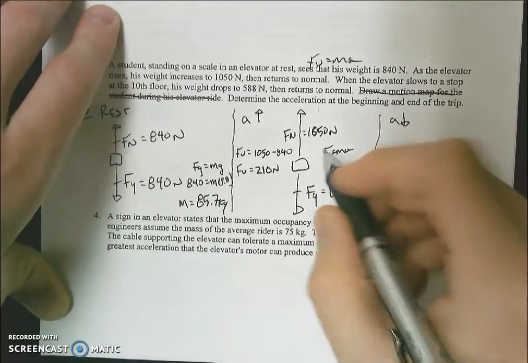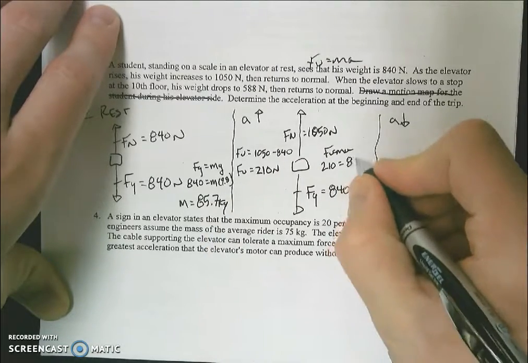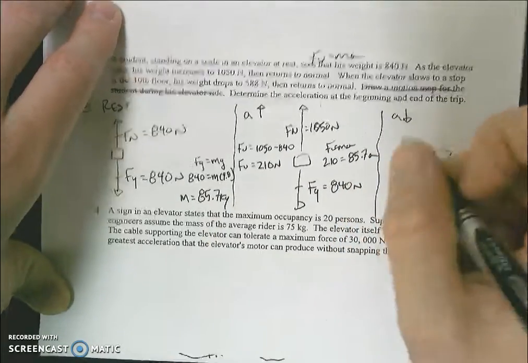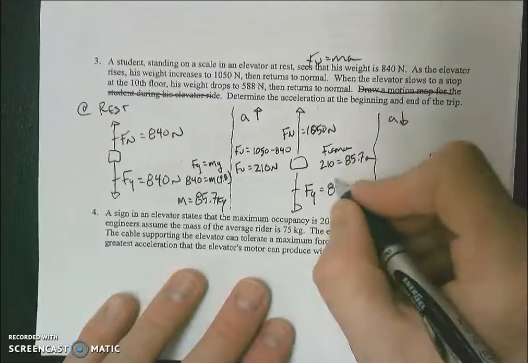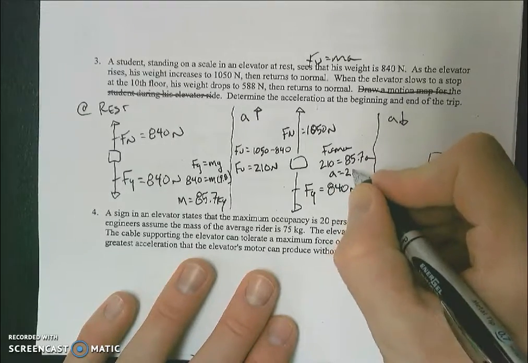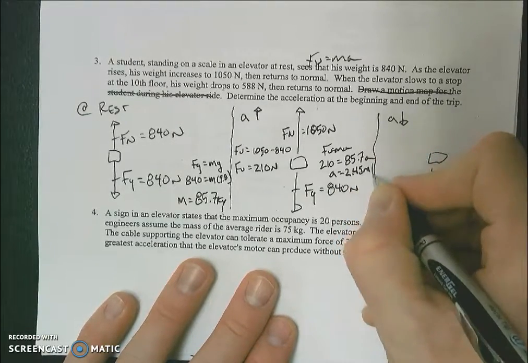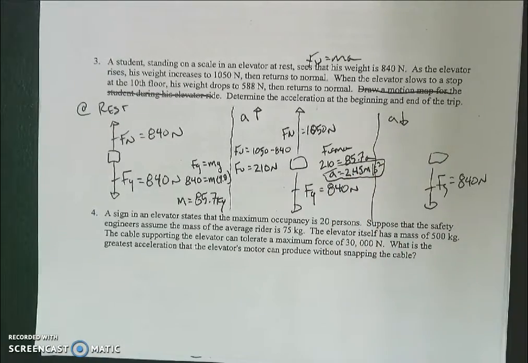So the unbalanced force is 210. The mass we found before is 85.7, and the acceleration is what we would be solving for. Again, dividing both sides by 85.7 to get acceleration by itself, the acceleration in that middle phase is a positive 2.45 meters per second squared. I apologize for how tight this is, but that's essentially the way that we would do it.